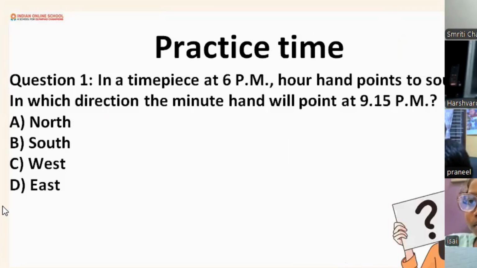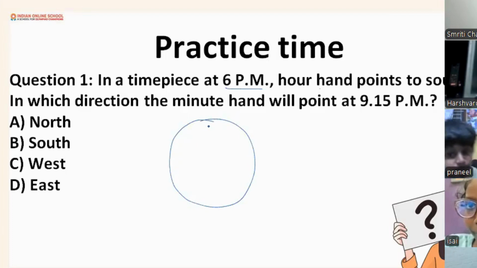Okay. Now the next one, we have some practice questions. First question is in a timepiece at 6 p.m. the hour hand points to the south. Now, if we are going to make the clock, it is 6 p.m. So our hour hand should be here and minute hand should be here. And according to the question, our hand is pointing towards south, which means this is the south direction. If this is south, this is north, this is east, and this is west.